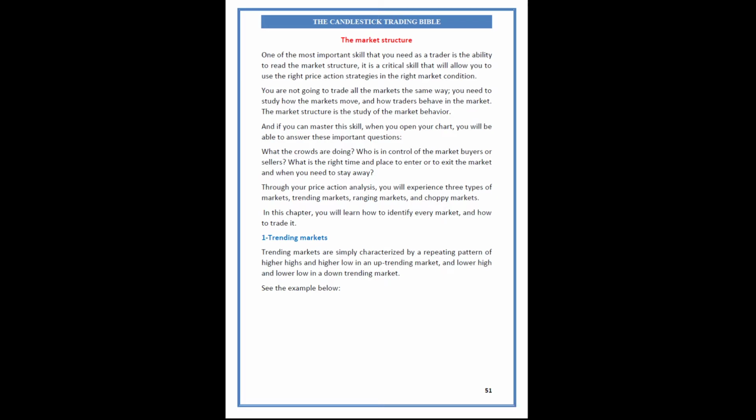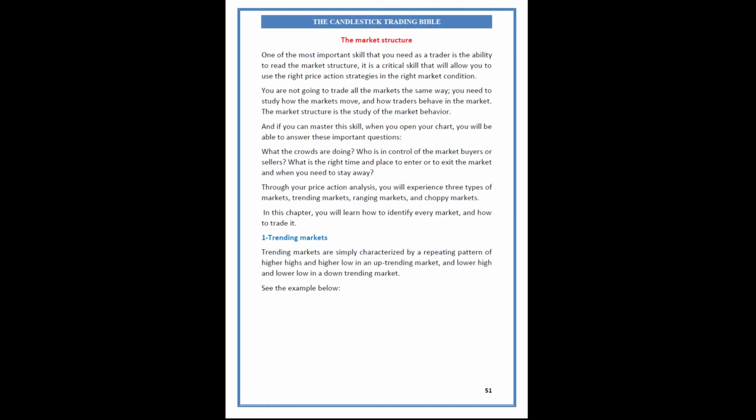So, the market structure. One of the most important skills that you need as a trader is the ability to read the market structure. It is a critical skill that will allow you to use the right price action strategies in the right market condition. You're not going to trade all the markets the same way. You need to study how the markets move and how traders behave in the market. The market structure is the study of market behavior.